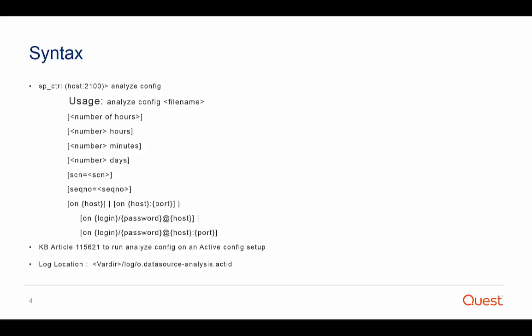Here is the syntax for the analyze config command. Analyze config creates a temporary activation for the time it's run. We can pass different parameters to the command and set it to run for minutes, hours, and even days.